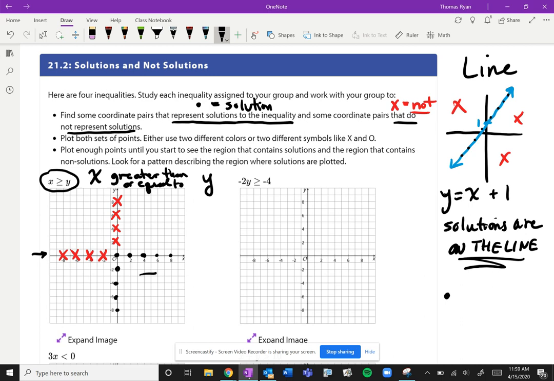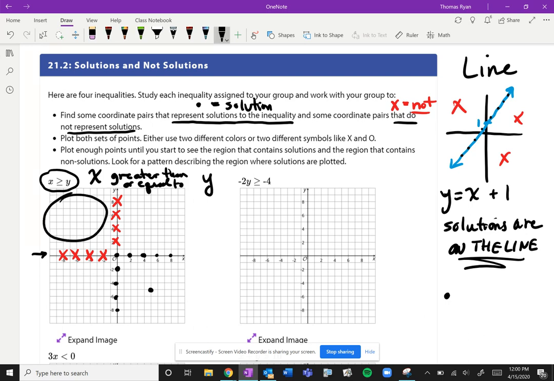So let's just find a couple things to fill in, and then hopefully we kind of see a pattern here. Let's pick something just in this general area. Like let's go to this point. It's 5, -5. So the x value is 5 and the y value is -5. Is 5 greater than or equal to -5? Absolutely. So we're going to put a point right here. That's a solution.